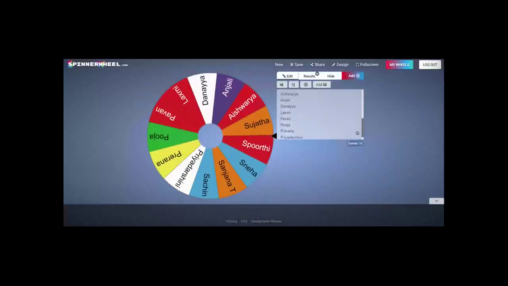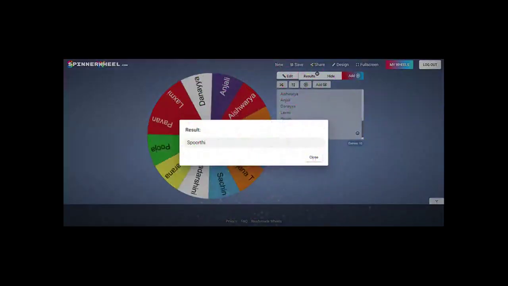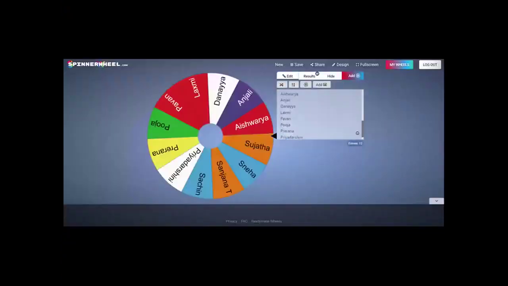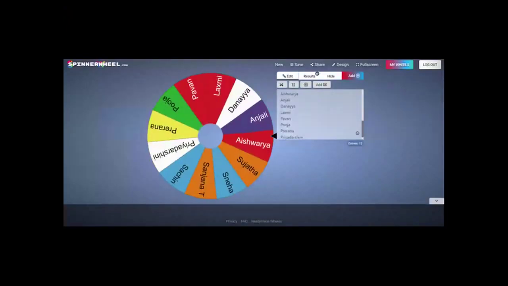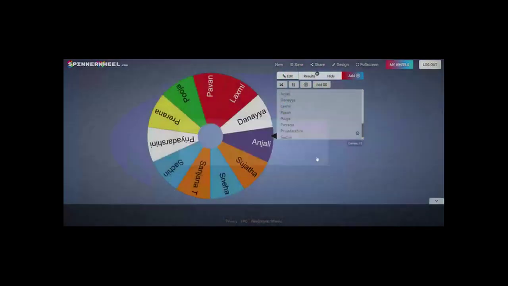Spurti? Is Purti there? No, ma'am. She's not there. Okay. Now I'll spin the wheel again. Aishwarya is there? Yes, ma'am. Aishwarya, you have to answer this question.